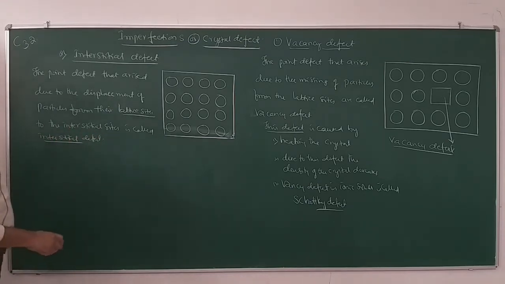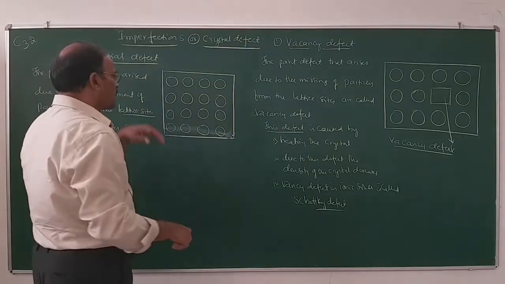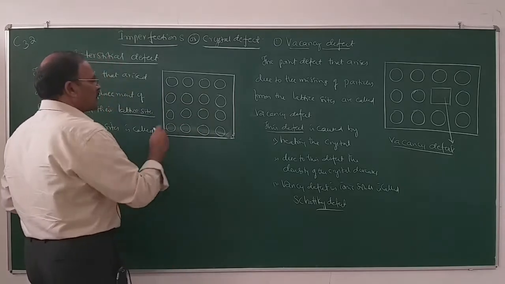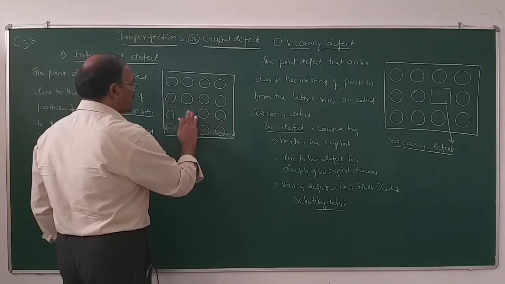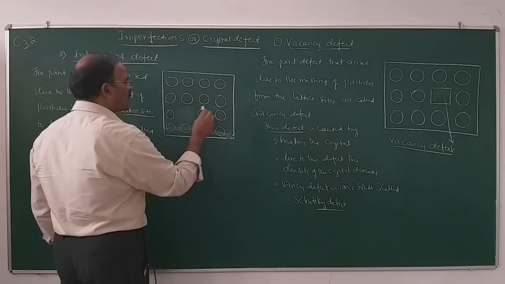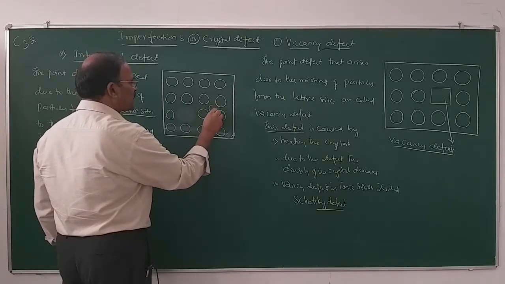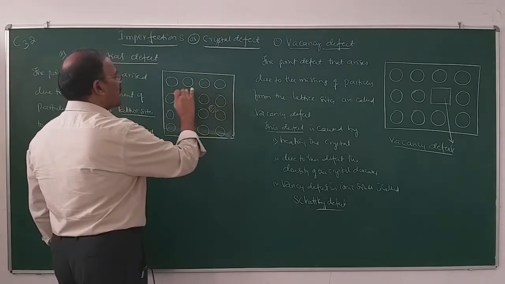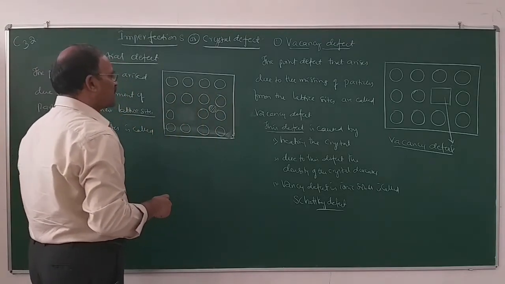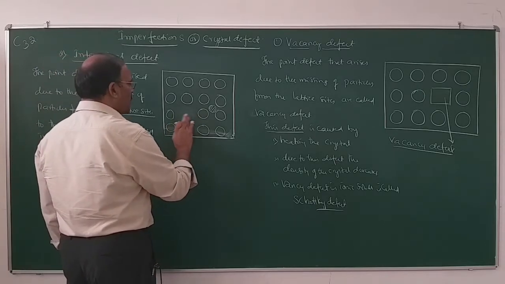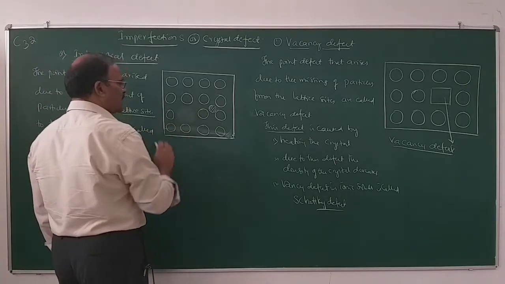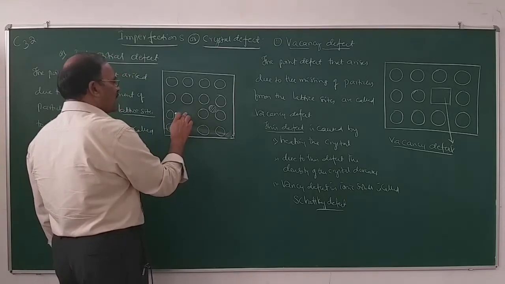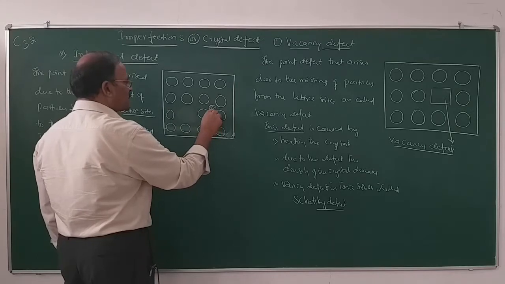So, what is interstitial defect? This is a crystal in which the particles are arranged in a definite pattern. If one particle is displaced from its normal site to this interstitial site... The places surrounding the particles are known as interstitial sites. The place occupied by the particle is known as the lattice site. Here, this particle is missing from its lattice site and occupies the interstitial site.